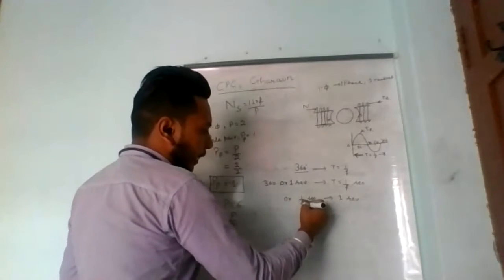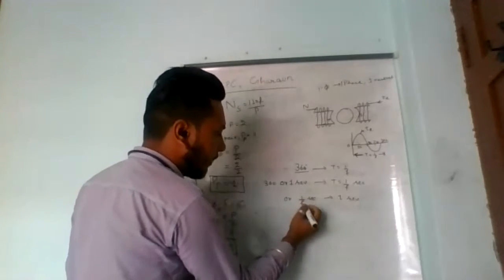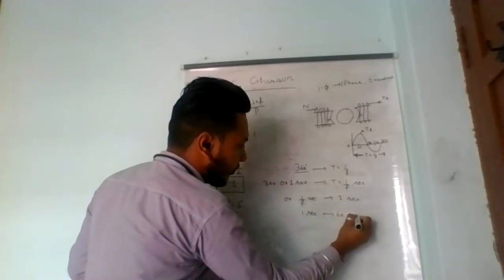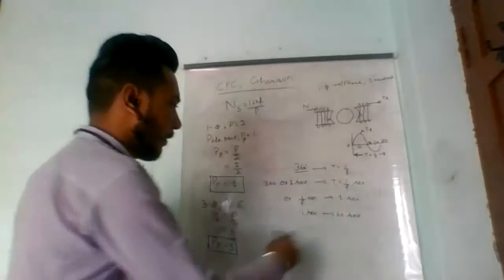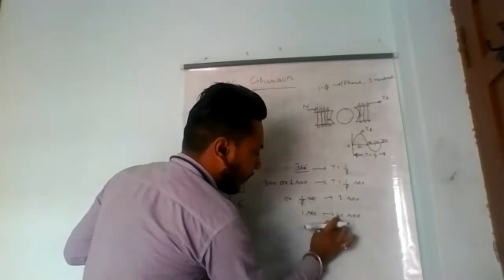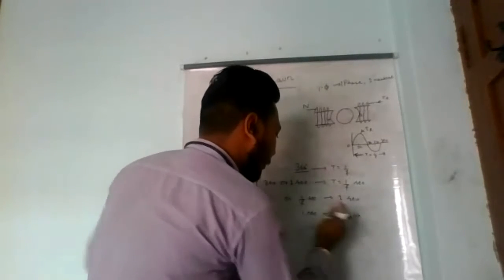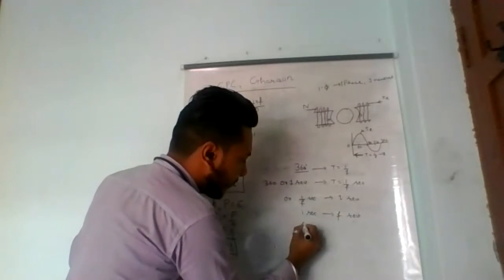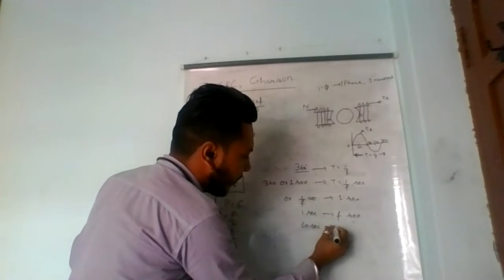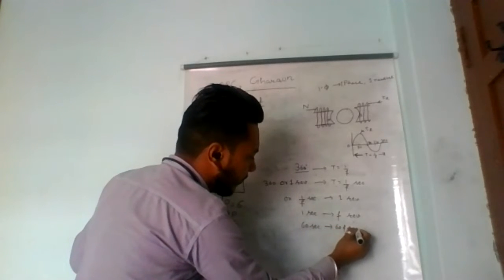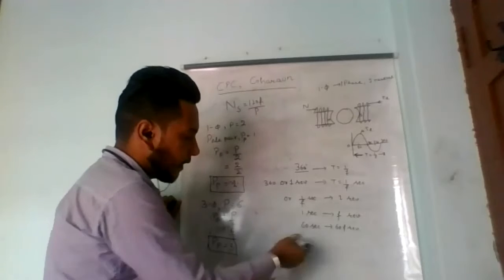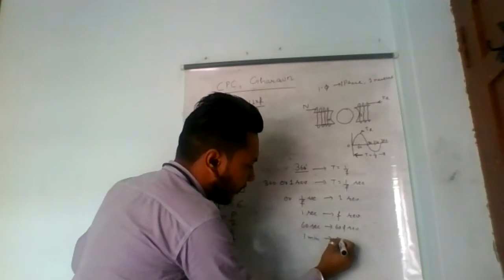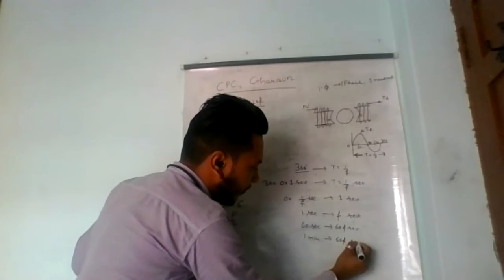Now cross multiply this f to the right hand side. So 1 second is equivalent to f revolutions. If we calculate it for 60 seconds, multiplying 60 on both sides, we get 60 f revolutions. 60 seconds, or 1 minute, is equivalent to 60 f revolutions.